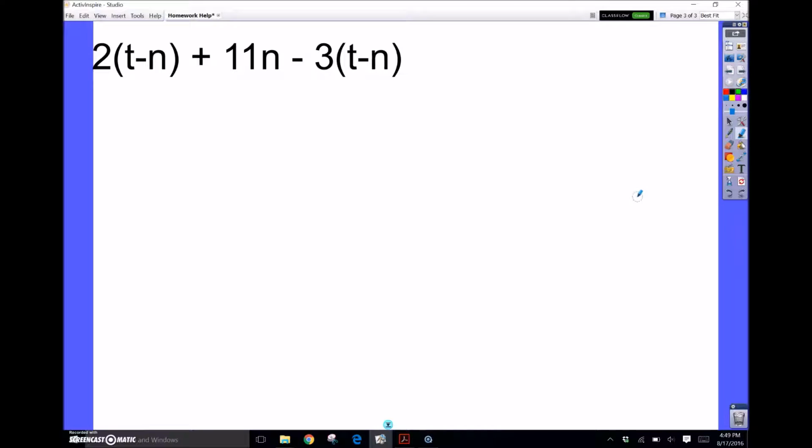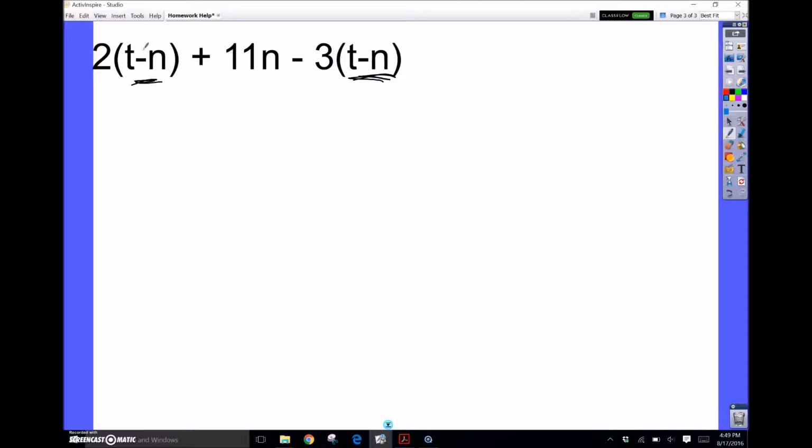So we want to see, similar to PEMDAS, is there anything with parentheses? There is, but there's actually nothing I can combine. It says t minus n in both of them. I don't know what t minus n equals, so I can't really do anything with that. I don't know what the value for t is or the value for n. So then let's go ahead and look at exponents. I don't have any. And it says multiply.